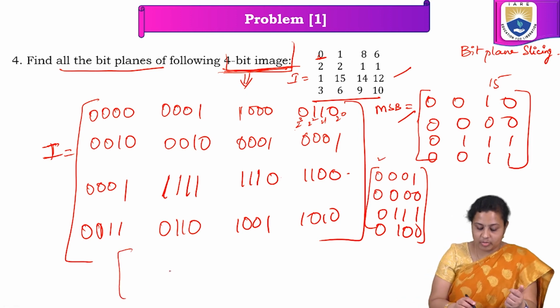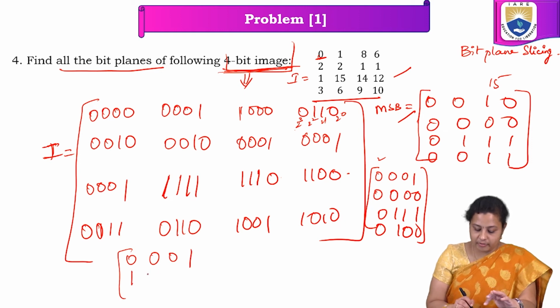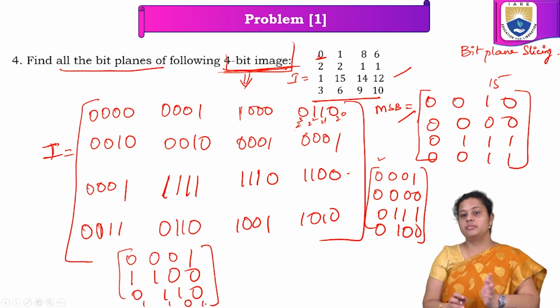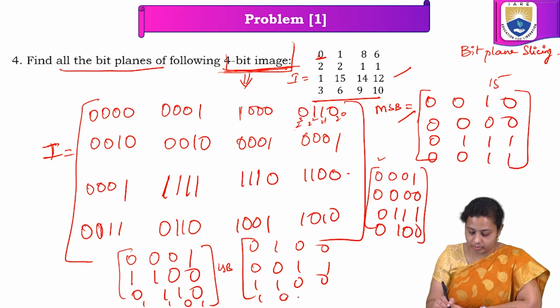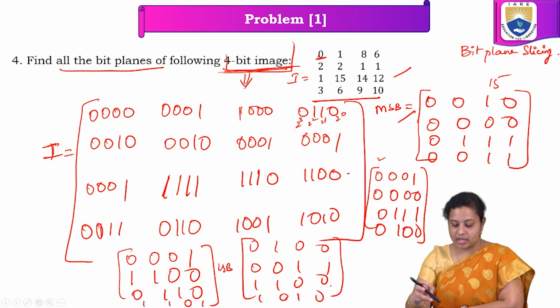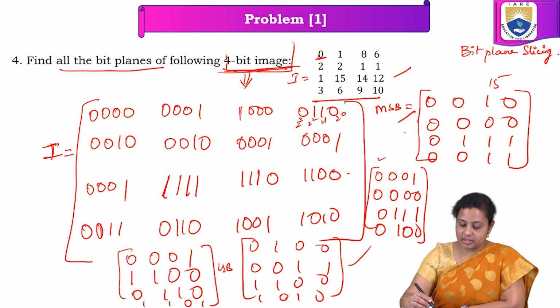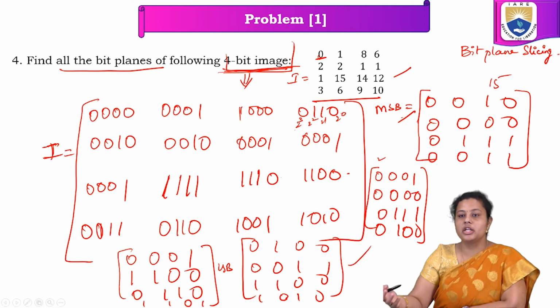The next highest bit plane will be 0 0 0 1, then the next row has 1 1 0 0, next is 0 1 1 0, and next 1 1 0 1. So this is the next bit plane. After that we have the LSB bit plane, which is 0 1 0 0 0 0 1 1 1 1 0 0 1 0 1 0. This is my LSB bit plane, this is my MSB bit plane, and these two are the other bit planes.